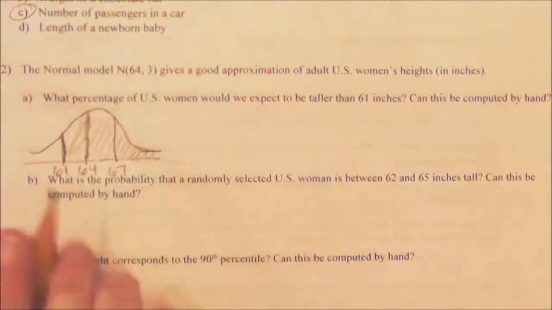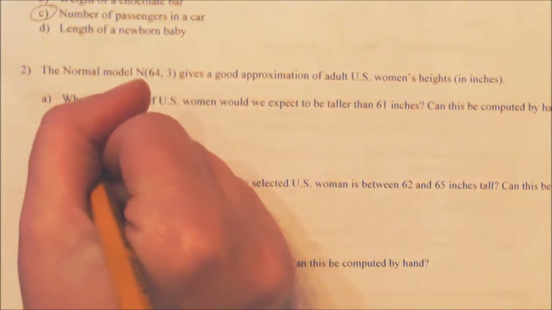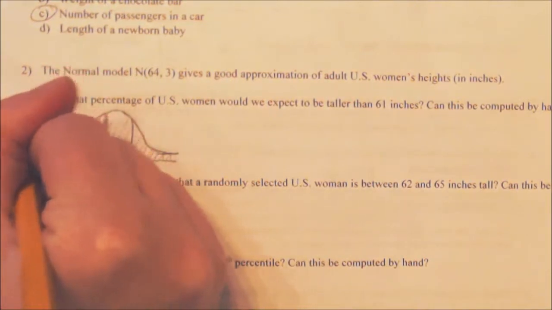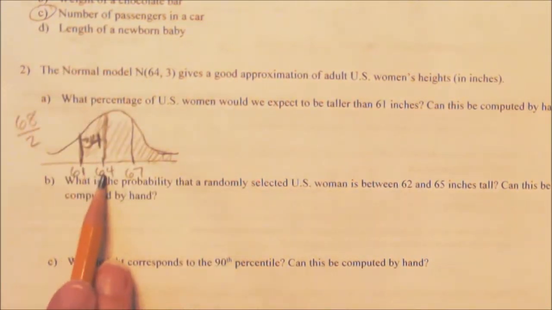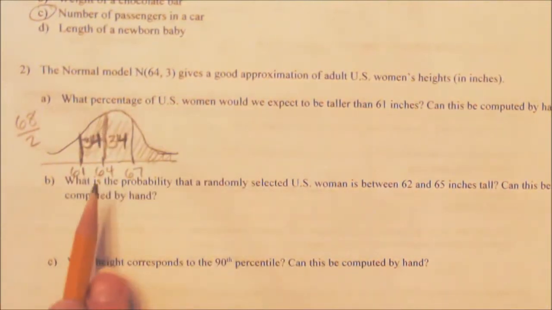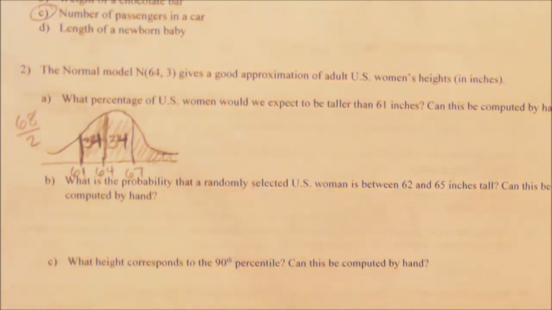So if you break this down, make sure you can see how I'm drawing this. 61 to 64 would be 34% of the data, so half of 68, in other words. And then 64 to 67 would be 34% of the data. Now, I could go through and break all of the standard deviations out and fill in each section, but think about it this way. 64 is the mean. So what percentage of the data would be above 64? That would be 50%, right? Because that's half the data.